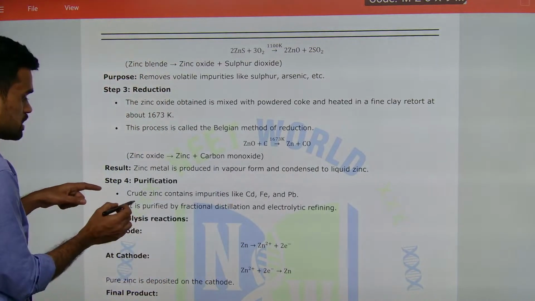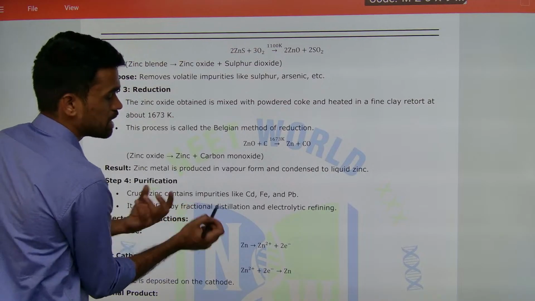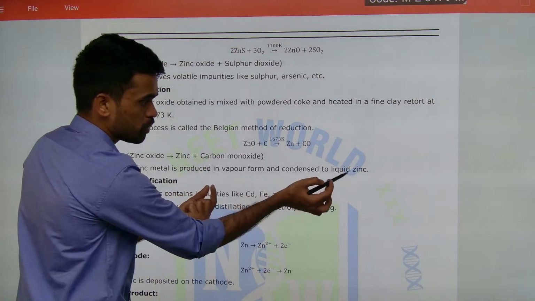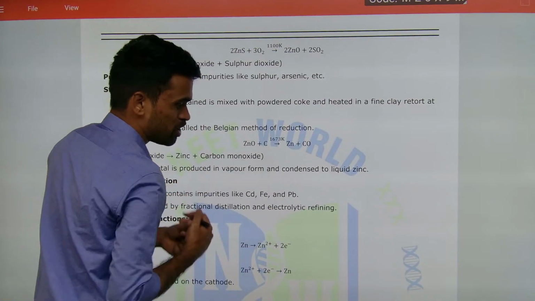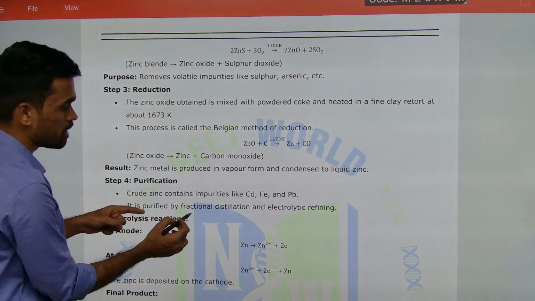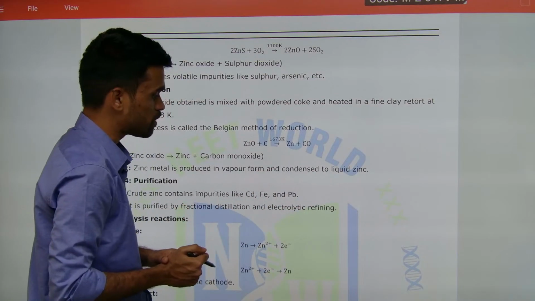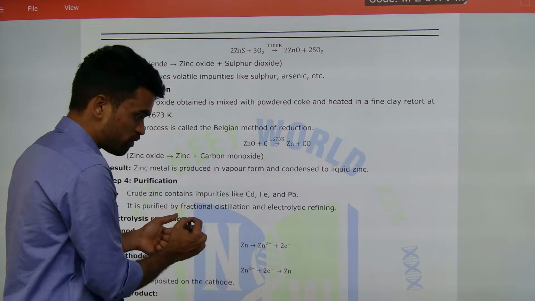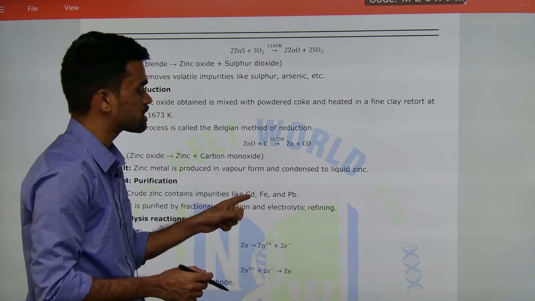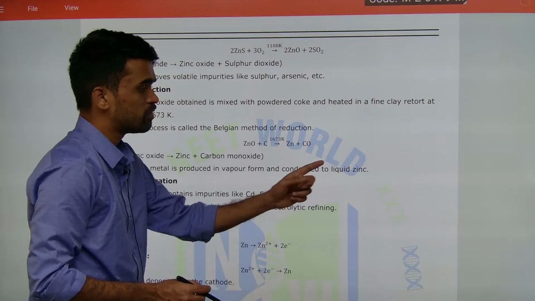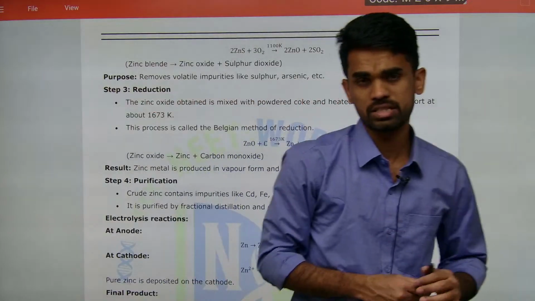Okay, the next, see, purification, the last step. Crude zinc contains impurities. There will be small amounts of cadmium, iron, lead. So that will be purified by fractional distillation or electrolytic refining. So what method can we use? By fractional distillation or by electrolytic refining, we can remove this cadmium, iron, lead impurities during the zinc purification, that is it.